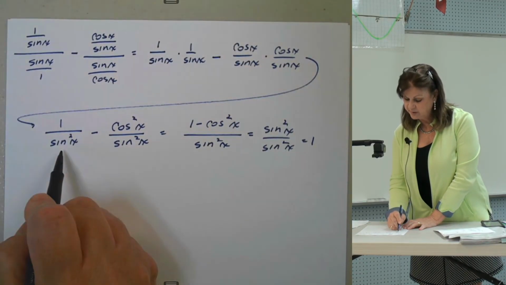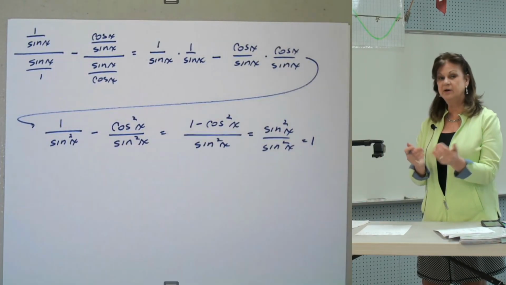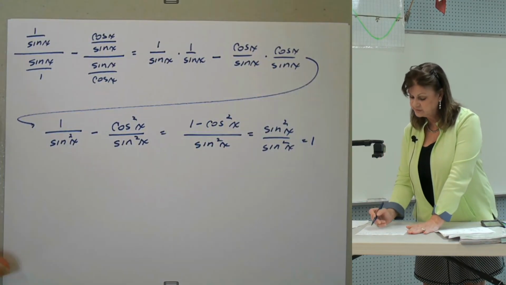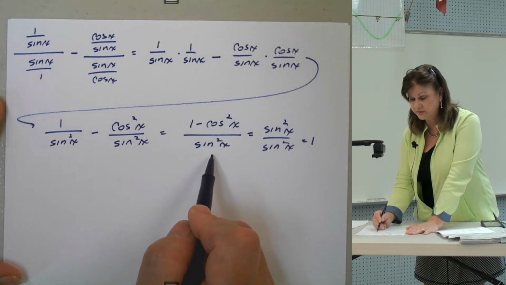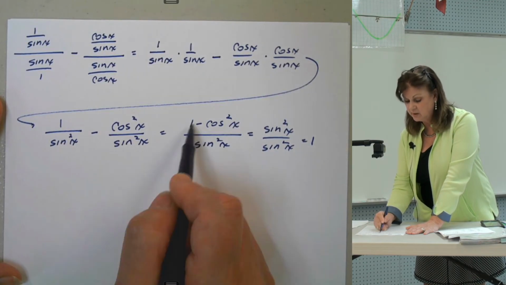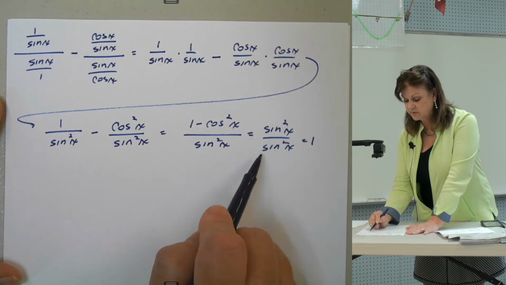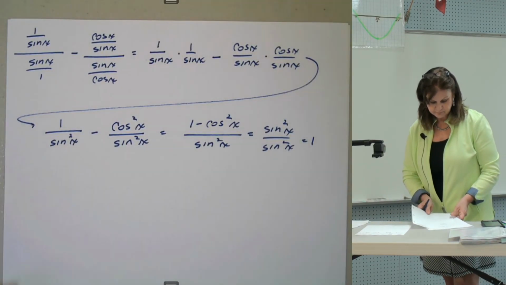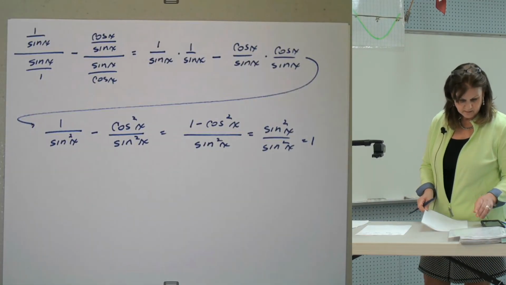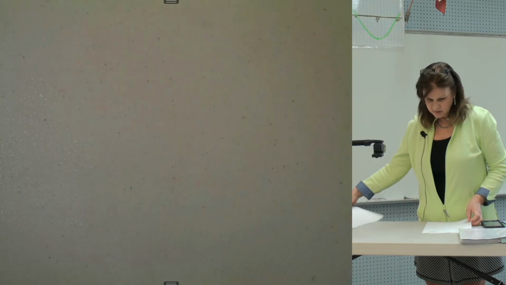1 over sine squared minus cosine squared over sine squared. Well, now I've got a common denominator, so I can put these fractions together, and I have 1 minus cosine squared over sine squared. Using the granddaddy identity, 1 minus cosine squared is sine squared over sine squared is 1. There you go. Let's go on to the back. Now we've got, hold on a second.